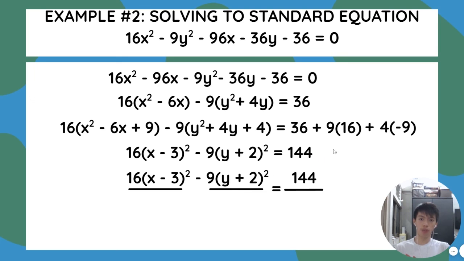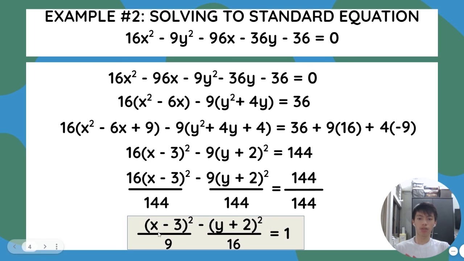Next, we want to get our answer equal to 1. So we divide it all by 144. So we will get 16 times (x minus 3) squared over 144 minus 9 times (y plus 2) squared over 144 equals 144 over 144, which will give our final answer for our standard equation, (x minus 3) squared over 9 minus (y plus 2) squared over 16 equals 1.